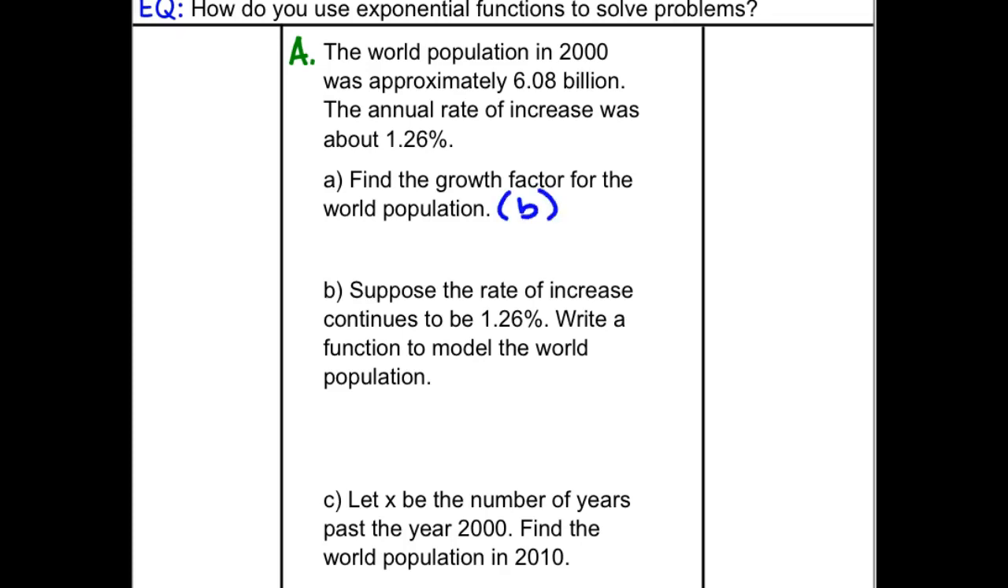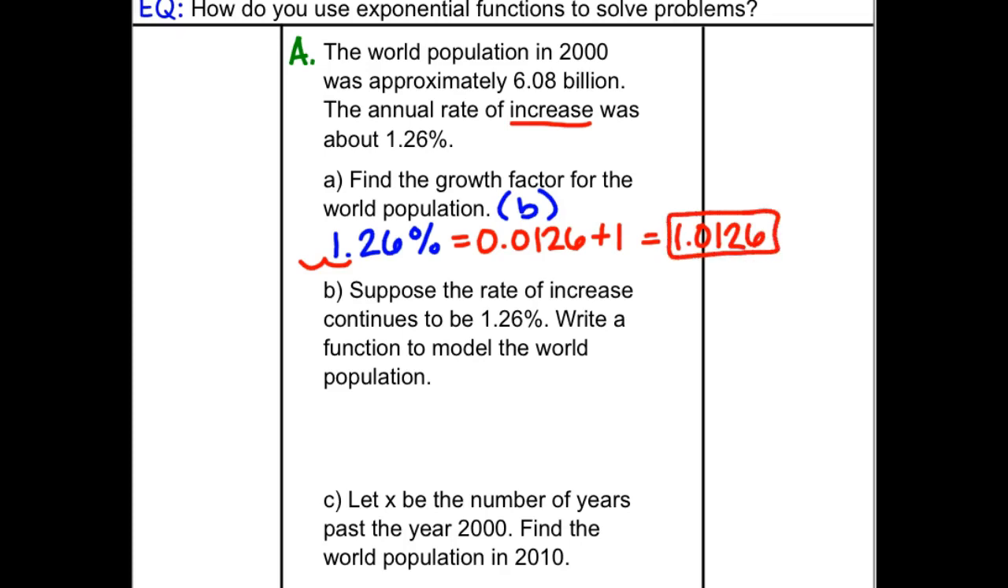So as we did yesterday, we're going to take our 1.26% and we're going to change it to a decimal by moving 2 places to the left, which means that it's 0.0126. And then it says rate of increase. So we're going to add that to 1. So we've got 1.0126 for our B value.